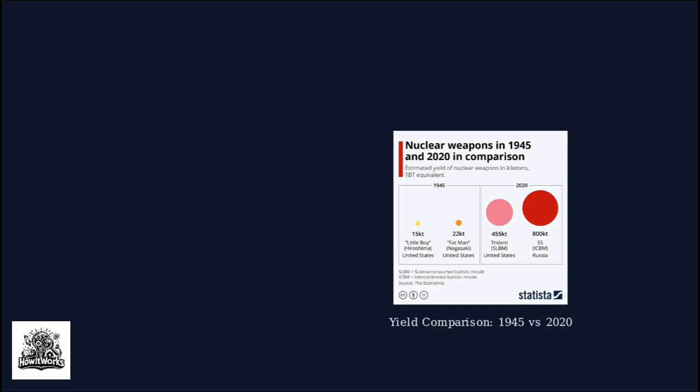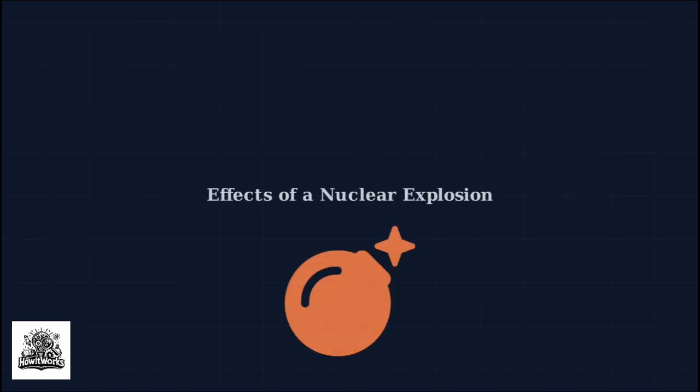Comparisons showing the dramatic increase in weapon yields over time, from kilotons in 1945 to hundreds of kilotons today. Nuclear explosions produce catastrophic effects that unfold in distinct phases, beginning with immediate devastation, and extending to long-term environmental contamination.